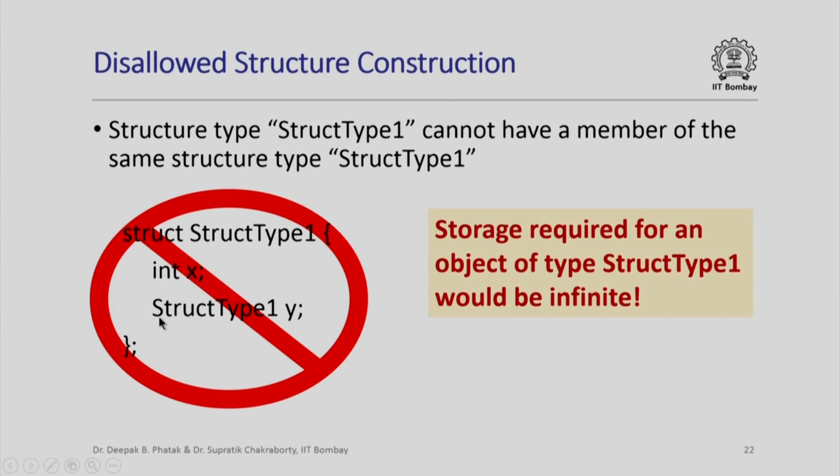This is not allowed in C++, and if you just think about it, you will realize that the storage required for an object of such a structure type, struct type 1, if we were to allow this definition, would indeed become infinite, because an object of type struct type 1 must have space to store an integer, and it must also have space to store another object of type struct type 1. Now that object must have space to store an integer, and it must also have space to store another object of type struct type 1, and this way you will continue ad infinitum, and indeed the storage required would be infinite. So this is disallowed in C++.